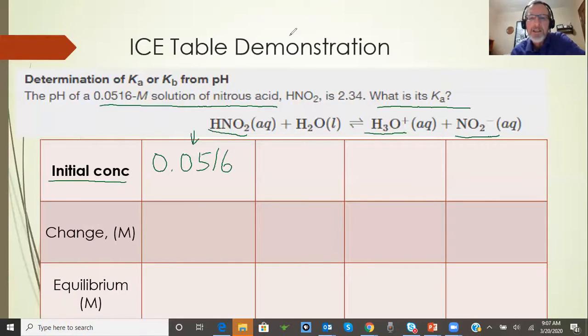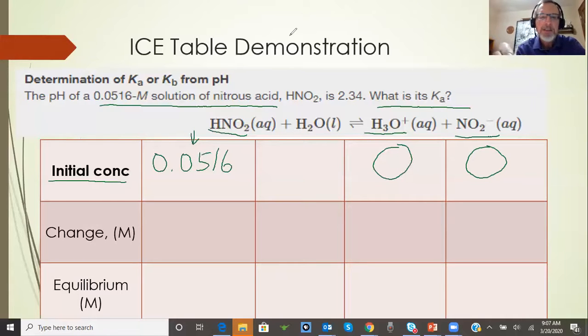So if that's the case, can someone tell me what the concentration at time t equals 0 of the hydronium ion is? Should be 0. That's exactly right. Does everyone agree with that? All right, good deal. 0. How about the anion? 0 too, isn't it? It hasn't ionized at time t equals 0. It's just sitting there. Now, what is the change?